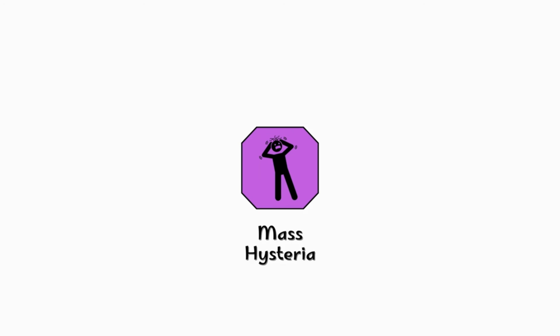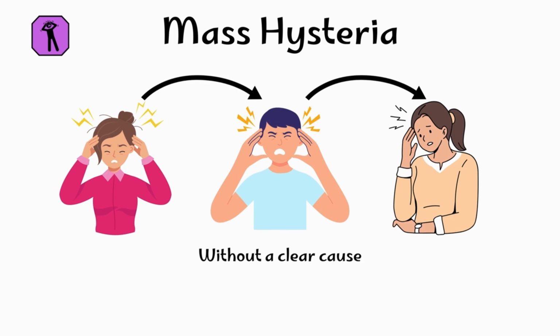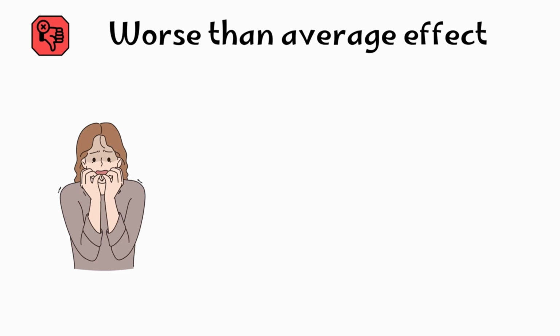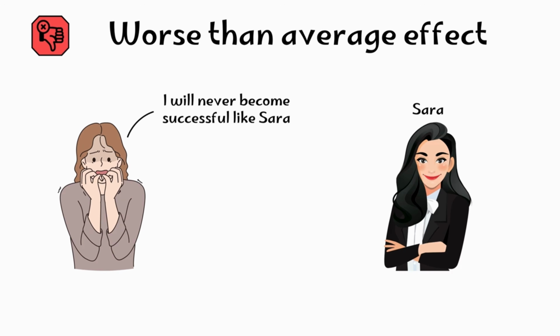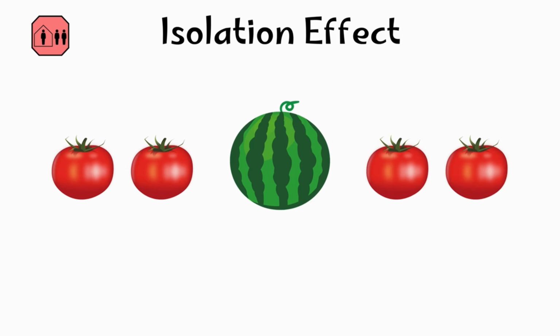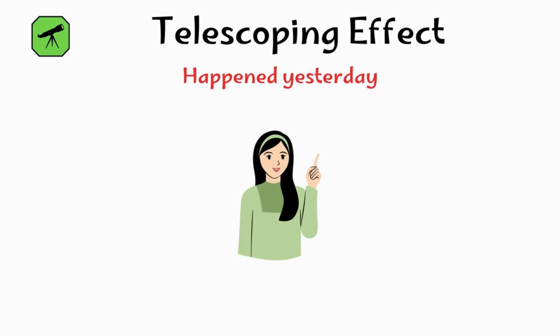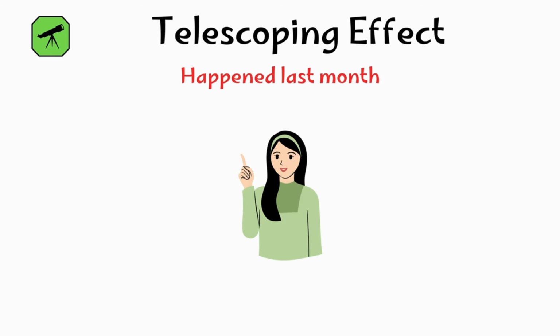Mass hysteria. When a group of people experience similar physical or emotional symptoms without a clear cause, it's often due to shared stress or fear rather than an actual illness. Worse than average effect. People tend to underestimate their abilities compared to others. Isolation effect. Items that stand out in a group are more likely to be remembered than those that blend in. Telescoping effect. Recent events may feel farther away, while distant events seem closer than they actually are.